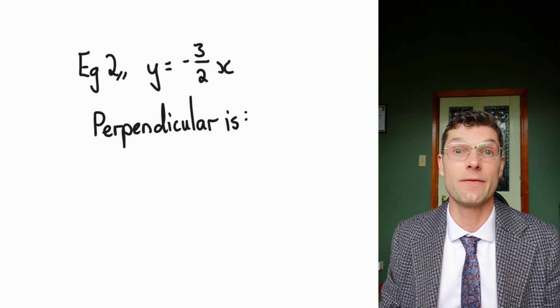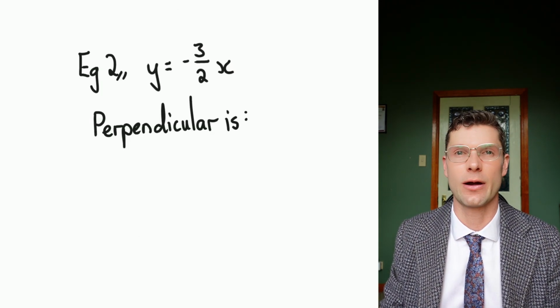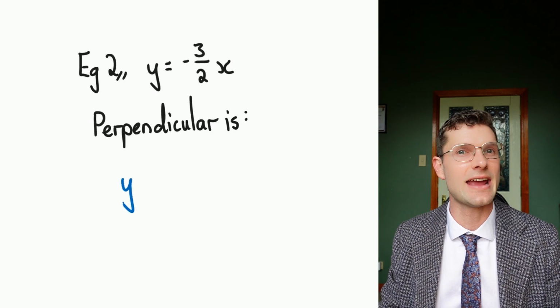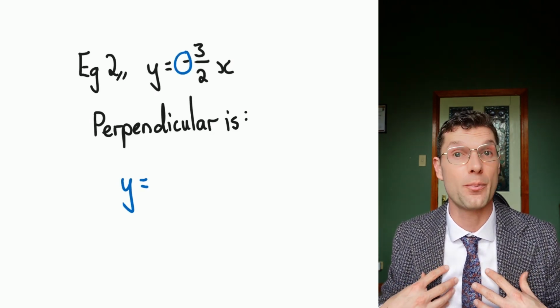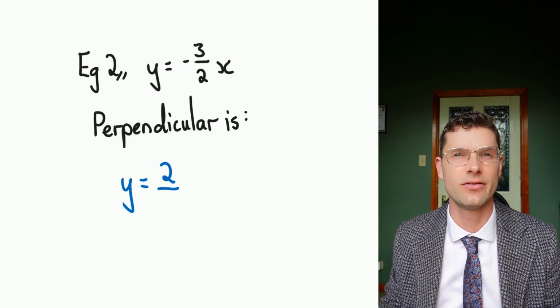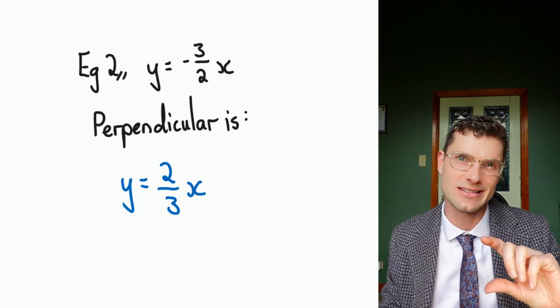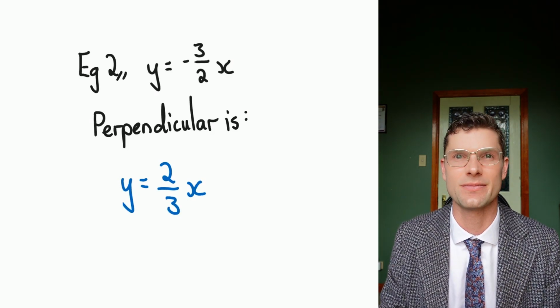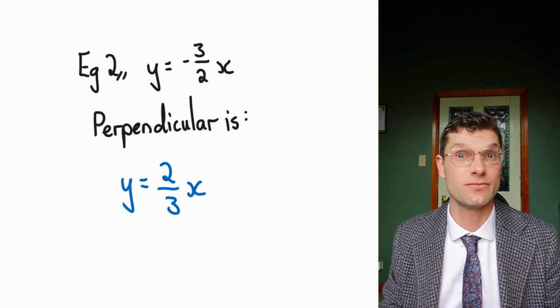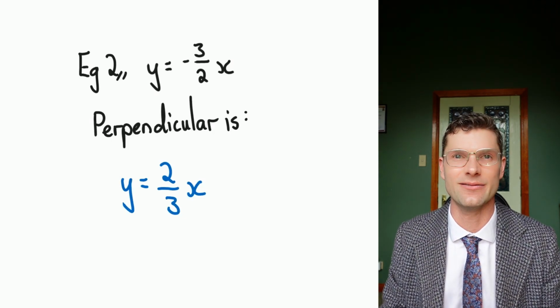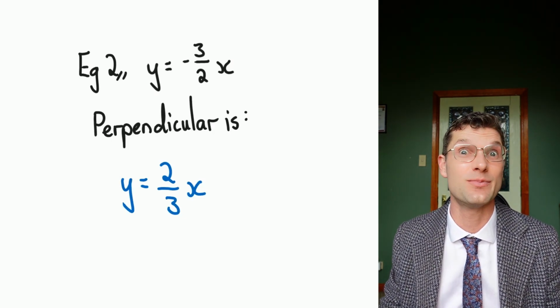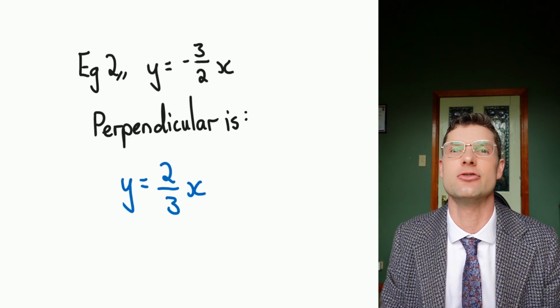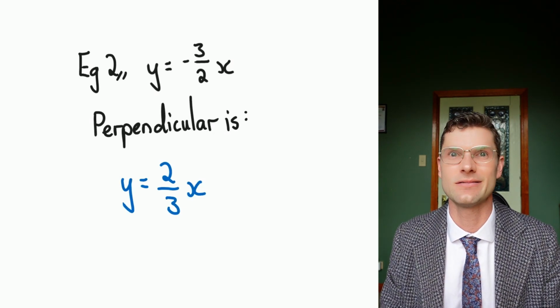This next question, I'm trying to find the perpendicular line to negative 3 over 2x. Because it's negative, I've got to switch that, so the perpendicular line is going to be positive, and I've got to flip the fraction. Instead of 3 over 2, it's 2 over 3. So my answer is just y is equal to 2 over 3x, and we're done. So it's pretty easy to find these perpendicular lines if you've got the original gradient. Flip it, make it negative.